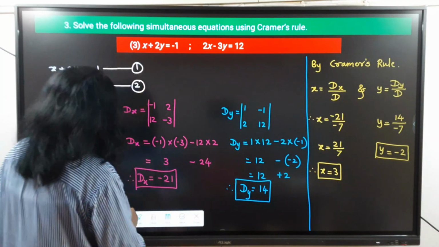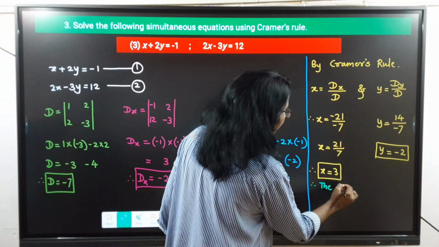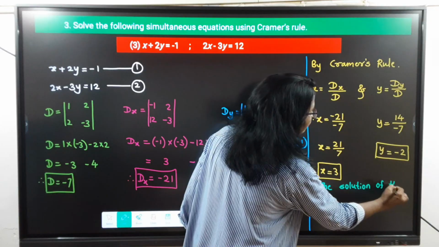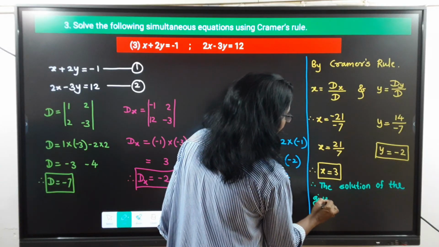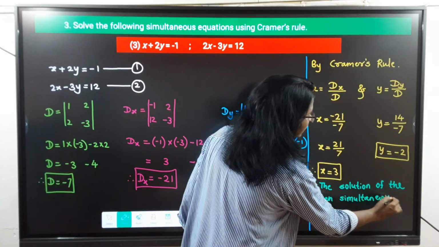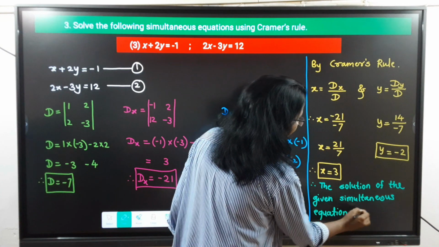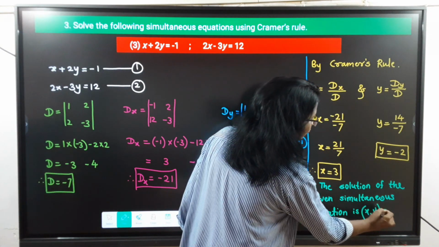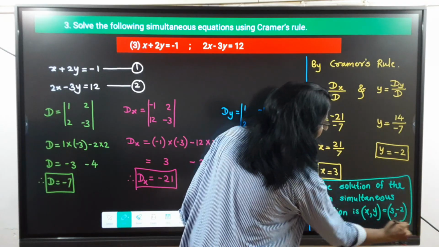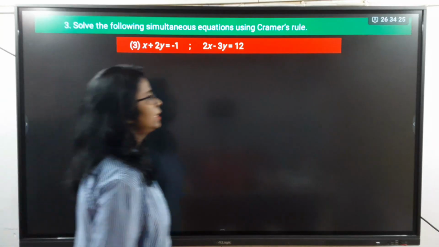So finally we write down the answer. Therefore, the solution of the given simultaneous equations is (x, y) = (3, -2). Okay, students? Then solve the next example.